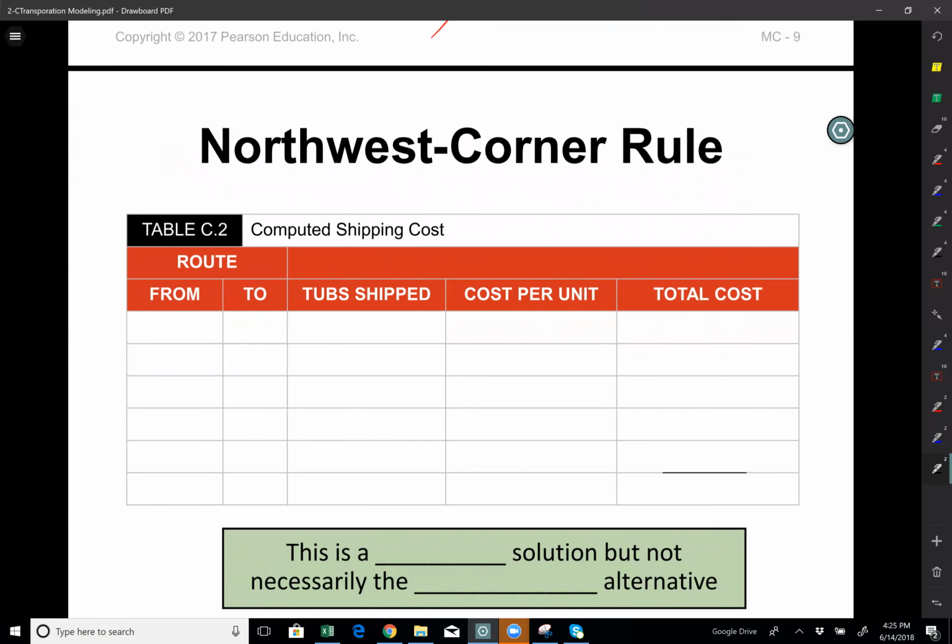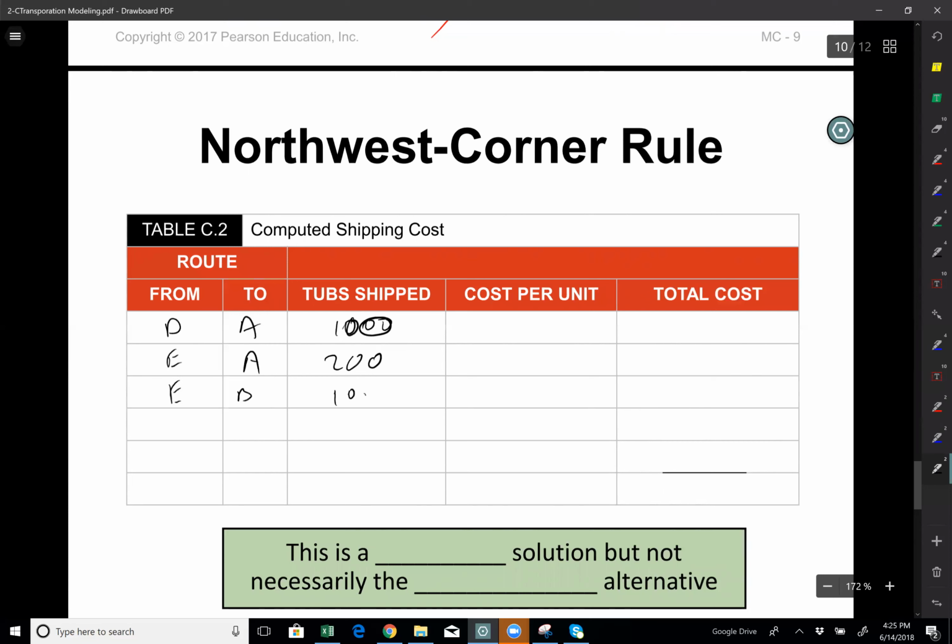So if I put this information in a table, I'm sending products again from D to A, 100 tubs. I send E to A, 200 units. From E to B, I'm sending 100 units. From F to B, I send 100 units. From F to C, I send 200 units. And the costs are $5 per unit, $8 per unit, $4 per unit, $7 per unit, and $5 per unit.